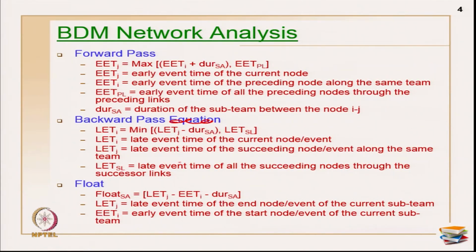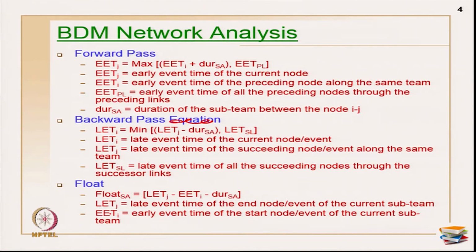So, LETJ is the late event time of the succeeding node or event along the same team, minus duration of the sub team between the node I and J, and LETSL is the late event time of all succeeding nodes through the successor links. This may look complicated. With an example, I think you will understand much better.